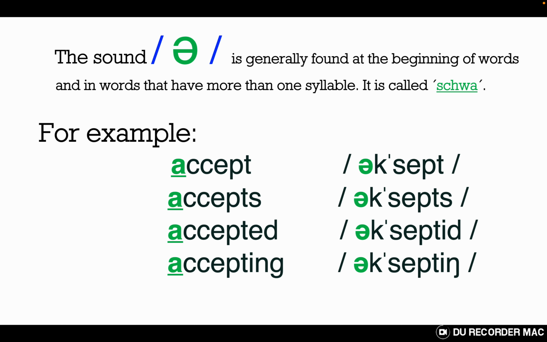This one also causes trouble for the students. They pronounce it accept. It's not accept, it's accept, accepts, accepted, accepting. Let's repeat after me. Accept, accepts, accepted, accepting. Let's go to the next slide.